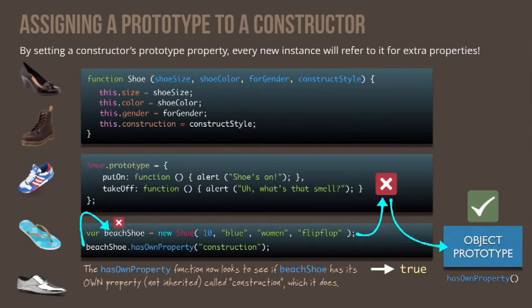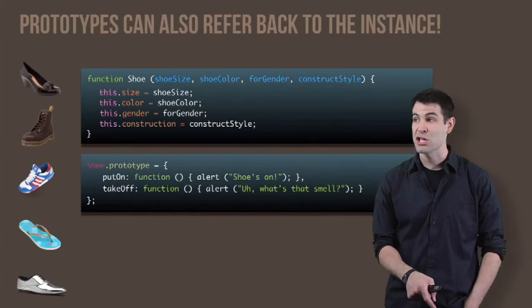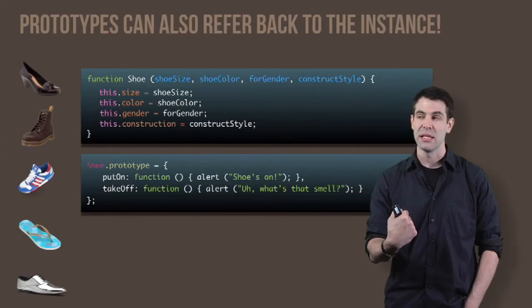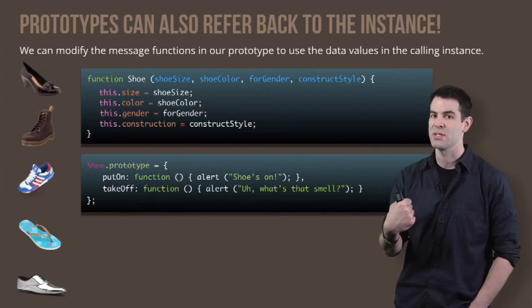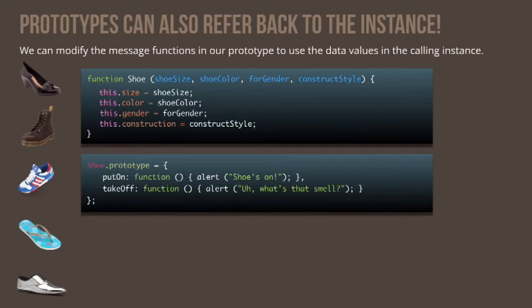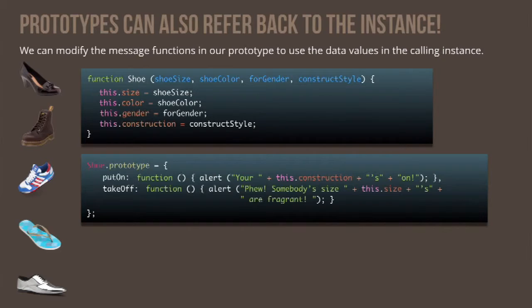Now here's something very useful. Prototypes can actually refer back to their instances to pick up some data. Let's see about modifying our message functions with some of the data in our shoe objects. So let's go ahead and get rid of our current alert messages. So now in our new function, we'll say your, whatever style the shoe is, on. Inside the takeoff function, now our alert message will say, phew, somebody's size, and whatever the size is, are fragrant.